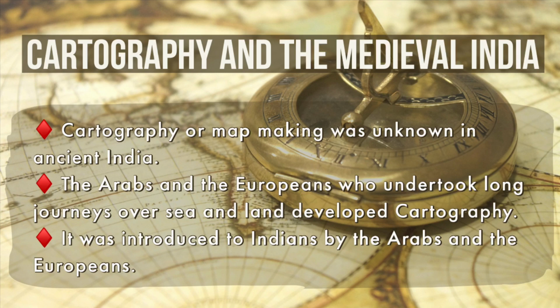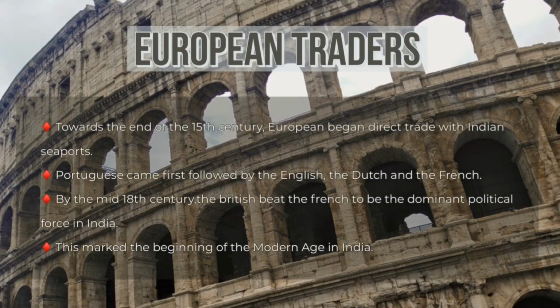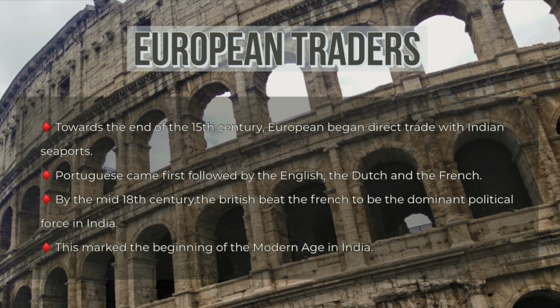The European traders. Towards the end of the 15th century, Europeans began direct trade with Indian seaports. The Portuguese came first, followed by the English, the Dutch, and the French. By the mid 18th century, the British had defeated the French, and so they became the dominant force in India. And this event is marked as the beginning of the modern age in India.